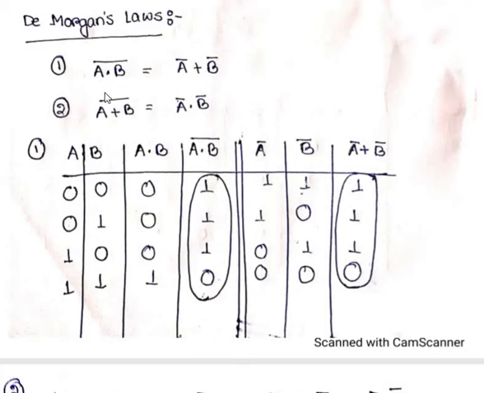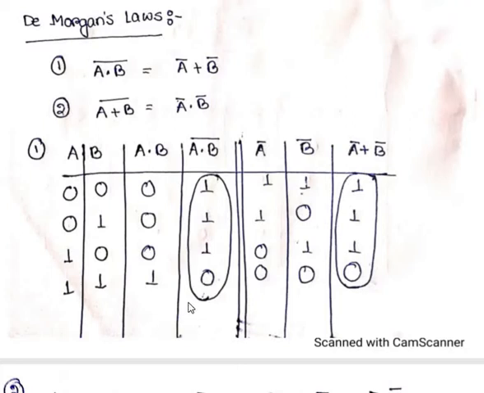Now let us calculate (A into B) whole bar. First we will calculate the value of A into B. A into B means I will multiply. So 0 into 0 will give you 0, 0 into 1 will give you 0, 1 into 0 will give you 0 and 1 into 1 will give you 1, as AND gate gives the output 1 only if all the inputs are 1.